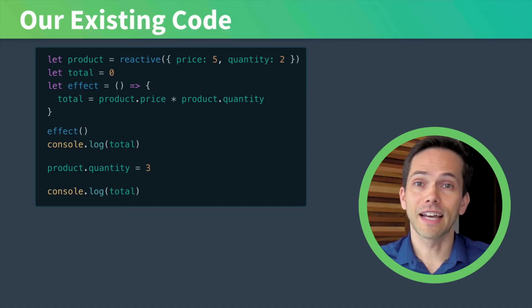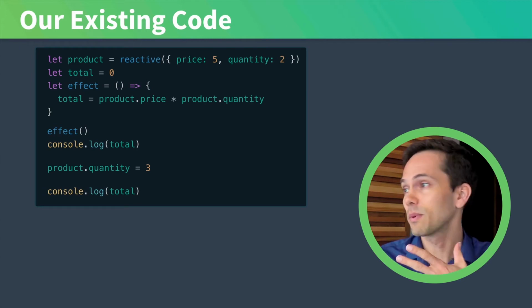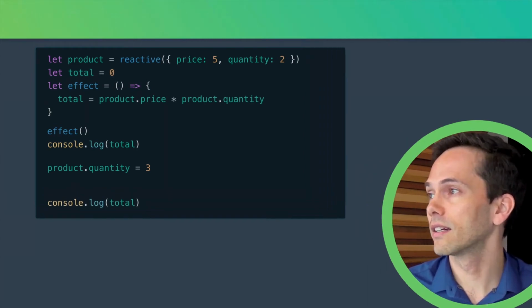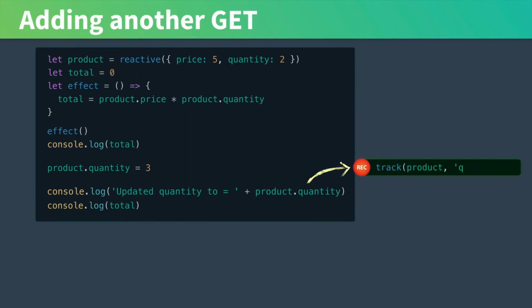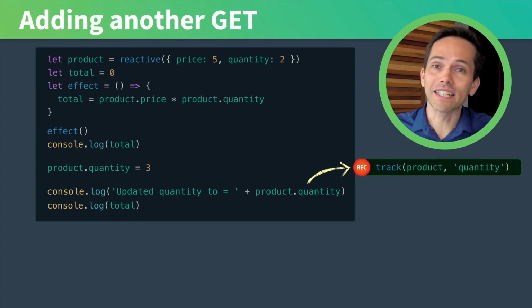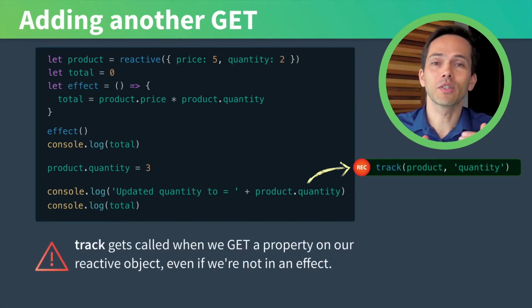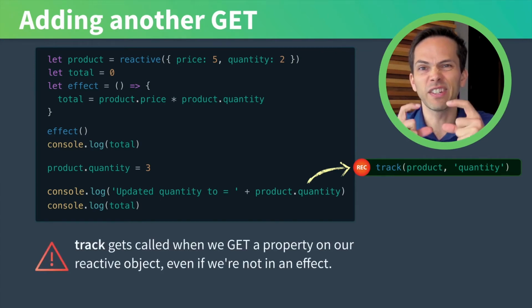In the previous lesson, at the bottom of our code, this is what things currently look like. If we add another get, for example, product.quantity, with our current code, track will get called, and it'll go through the target map and the dep to make sure that the current effect is being recorded. This is not what we want to happen. We should only be calling track when we're inside of an effect. So we need to change our code.